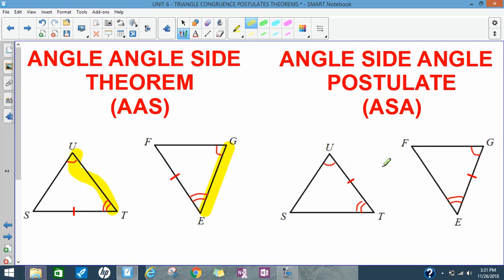Over here we have 2 pairs of angles and 1 pair of sides, but this time the sides that are congruent are between the angles we're using, and so that becomes angle, side, angle. Notice that the side's between these angles, and in the name, side is between the angles.